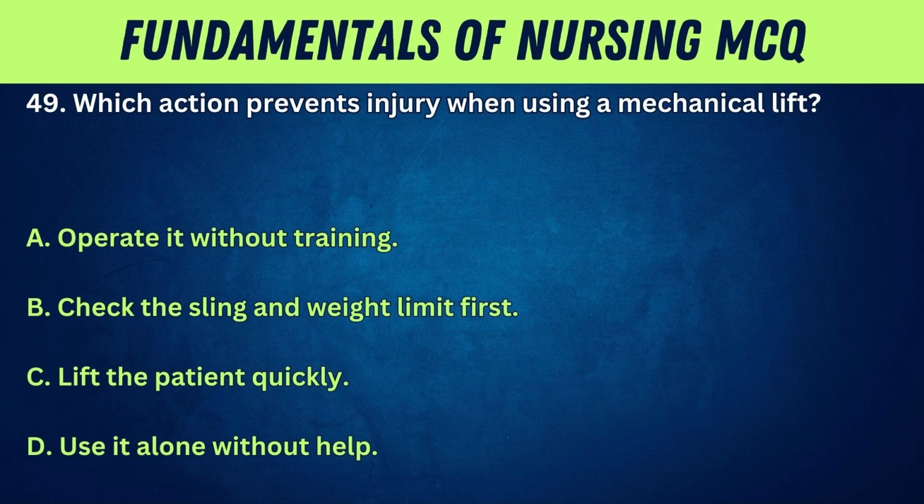49. Which action prevents injury when using a mechanical lift? A. Operate it without training. B. Check the sling and weight limit first. C. Lift the patient quickly. D. Use it alone without help.